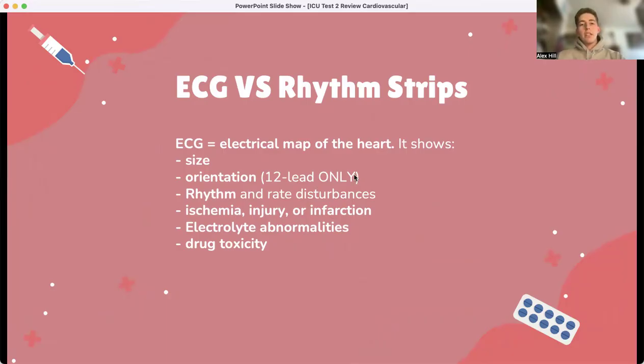As you know, the ECG is the electrical map of the heart, and this is a list of things that it can show you. Definitely know this list. So it can show you the size of the heart, orientation of the heart, rhythm and rate disturbances, the ischemia, injury, or infarction. And we're going to go really deep into that, as well as electrolyte abnormalities like hypokalemia and hyperkalemia, which can change your T waves, as well as drug toxicity, sort of the same mechanism, at least sometimes, as the electrolytes.